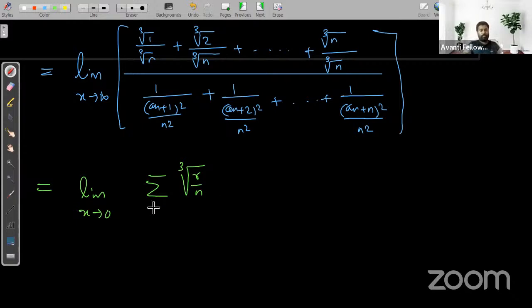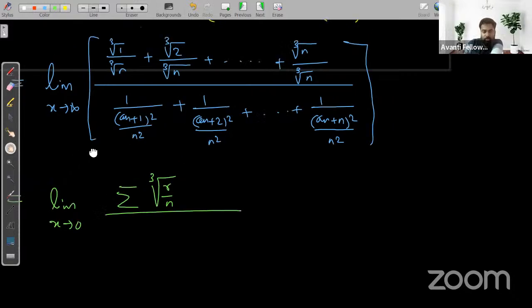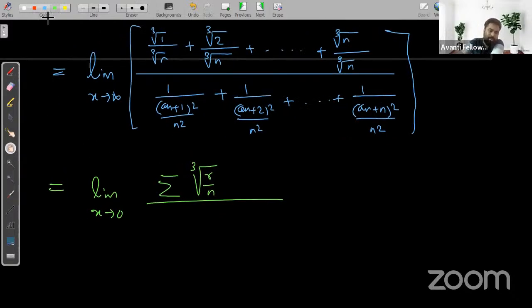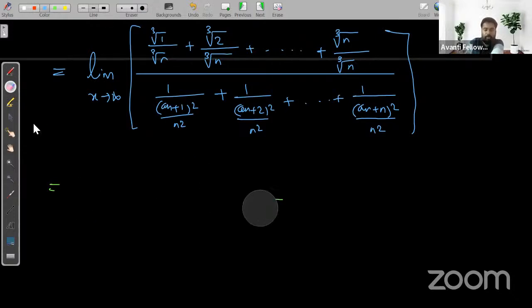And for the denominator, how can we write the denominator in the summation format? We can write this simply, instead of this, okay, one more step I am doing. Okay, fine, we will do this one, and let's do one more step.